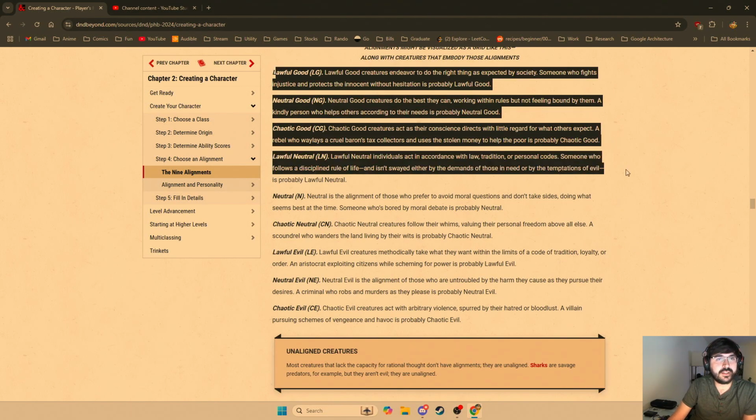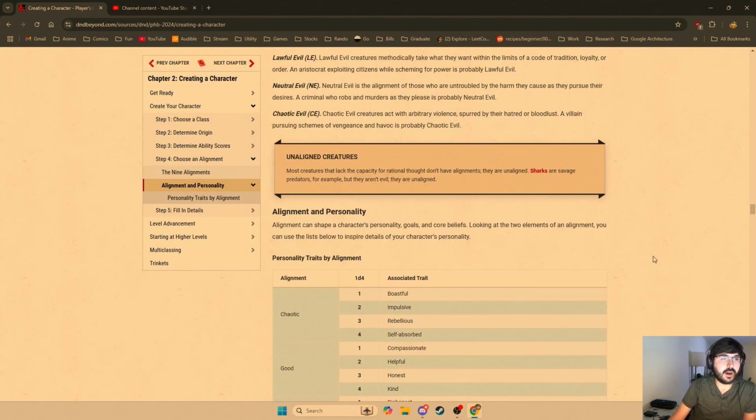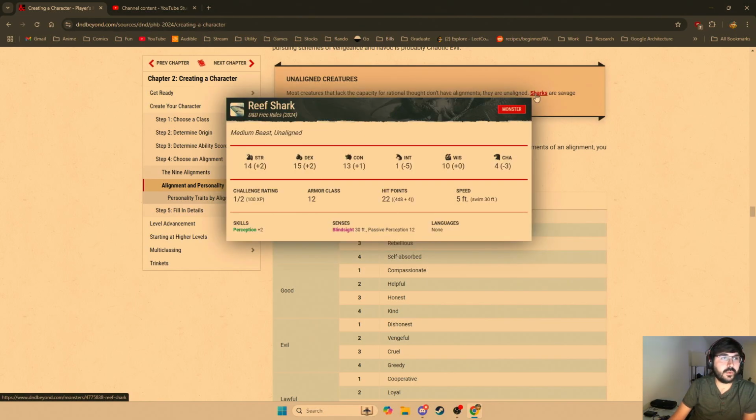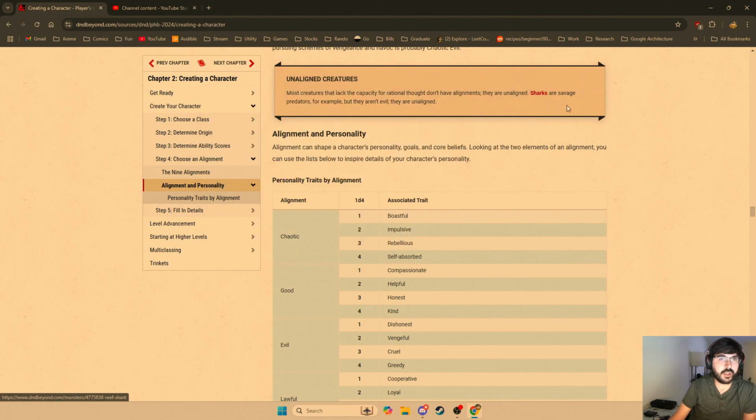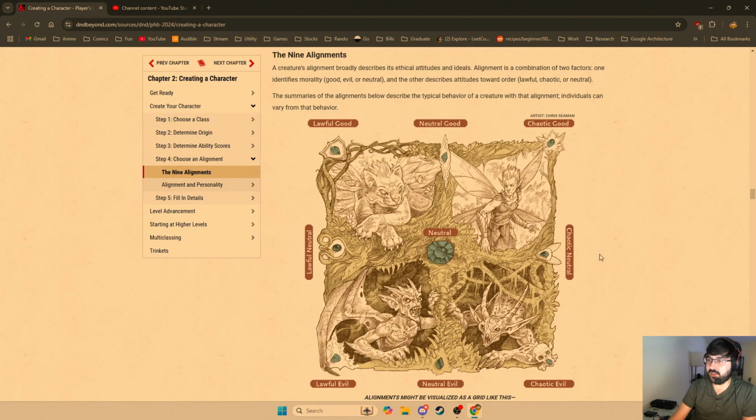These are a breakdown of what those are. I would recommend pausing it here and reading through this. Unaligned characters. Most creatures that lack the capacity for rational thought don't have alignments. They are unaligned. Sharks, for example, are savage predators, but they aren't evil. They just don't have an alignment. And that is something that should be kind of remembered.